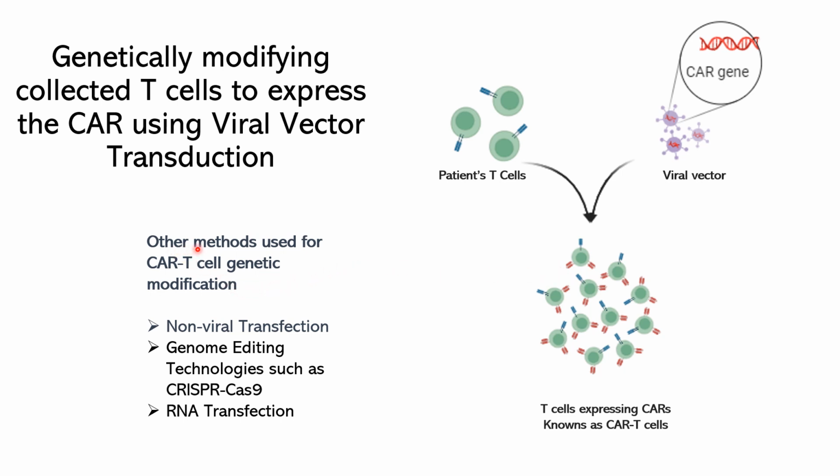There are other different methods that are used to produce the CAR T cells. So there's non-viral transfection, also CRISPR-Cas9 can be used along with RNA transfection. However, the viral vector transduction is the most commonly used one, and it's very highly effective in producing CAR T cells. So the next step now is CAR T cell infusion into the patient.